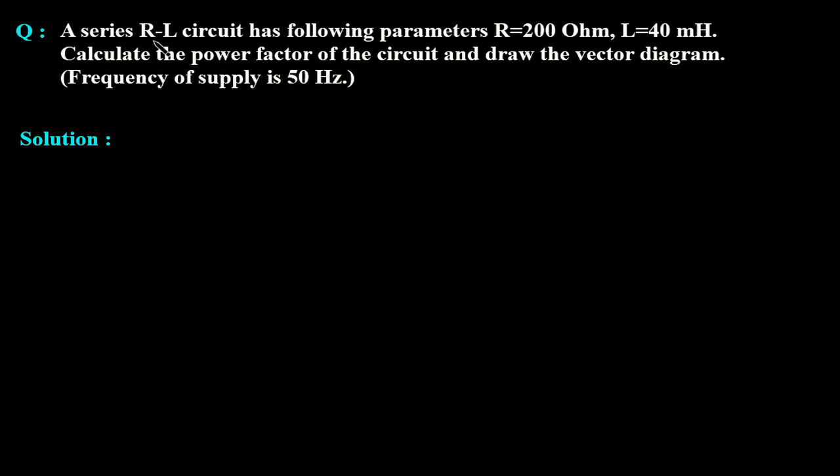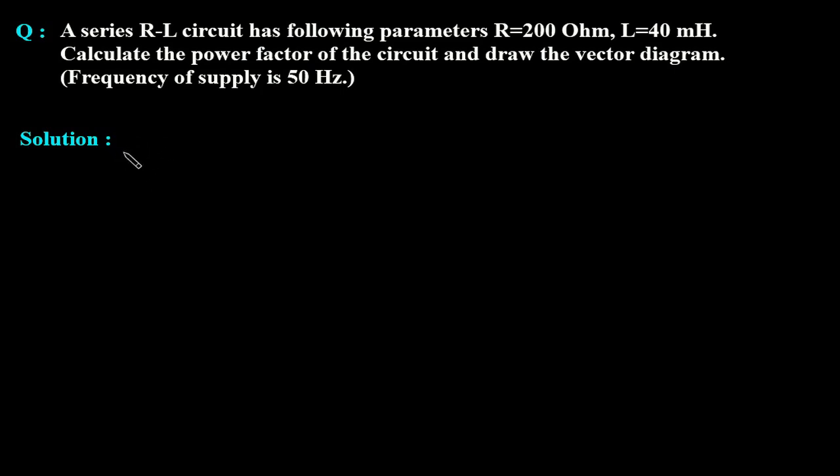Question: a series RL circuit has the following parameters. R is equal to 200 ohm, that is the value of resistance is given. L is equal to 40 millihenry, that is the value of inductance is given. Calculate the power factor, that is we have to find cos phi of the circuit, and draw the vector diagram. Frequency of supply is 50 Hz.